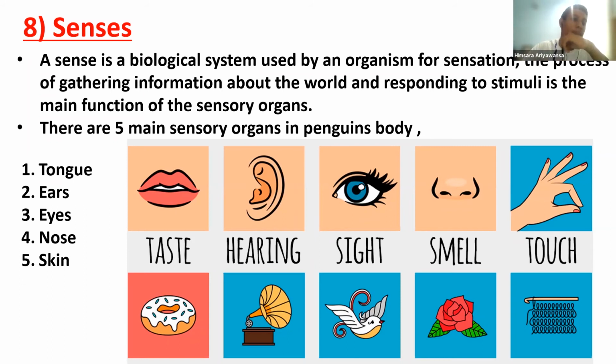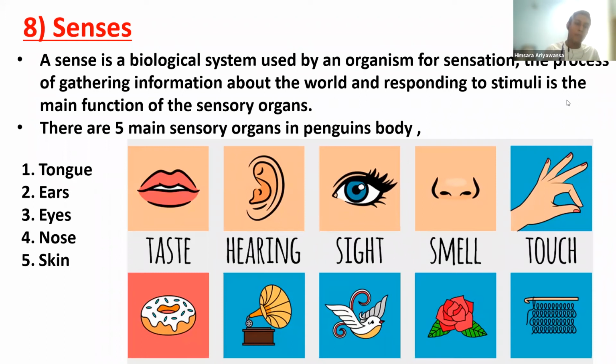So our 8th topic is senses. A sense is a biological system used by an organism for sensation. The process of gathering information about the world and responding to stimuli is the main function of the sensory system, sensory organs, sorry. So even humans use their sensory organs to gather information about the world, and we respond according to it, right? So penguins also use their sensory organs to gather information as well as to respond to that information.